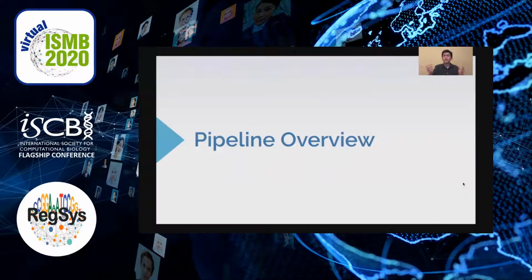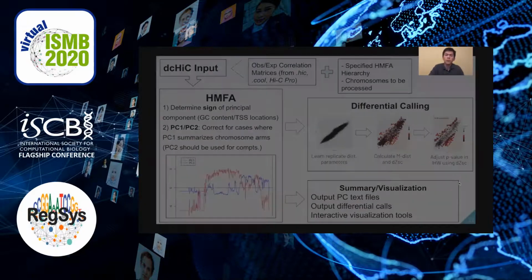Okay, so at this point, we have shown a method to normalize biases between Hi-C datasets and to get balanced principal components, as well as to call significant differential interactions between them. I'll now give a quick overview of our pipeline.